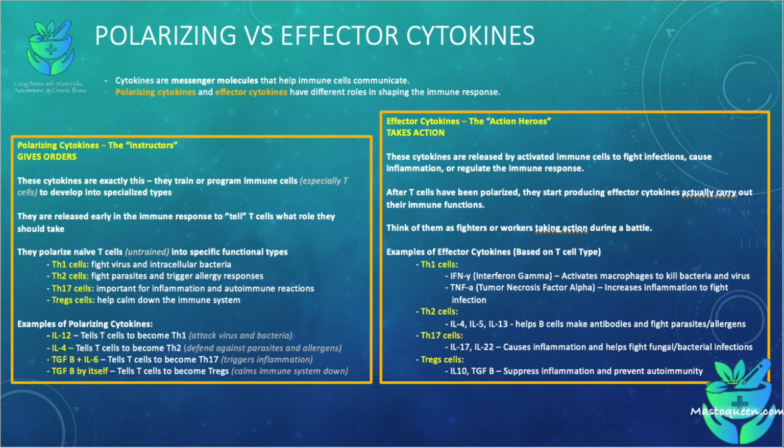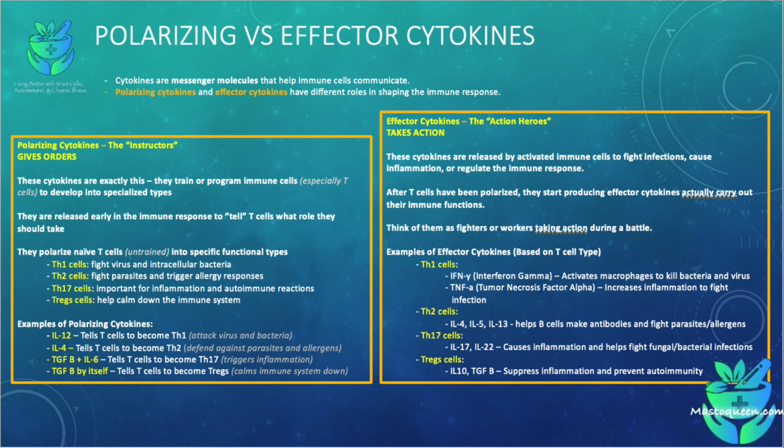So some examples of this are interleukin 12. It tells the T cells to become a Th1, and that attacks the virus and bacteria. Interleukin 4 tells the T cells to become Th2, which defends against parasites and allergens. Transforming growth factor beta and interleukin 6 tell T cells to become Th17, which then triggers inflammation. And transforming growth factor beta by itself tells T cells to become Tregs. And those are your T regulatory cells, and that's what calms down your immune system and helps keep it from running amok.